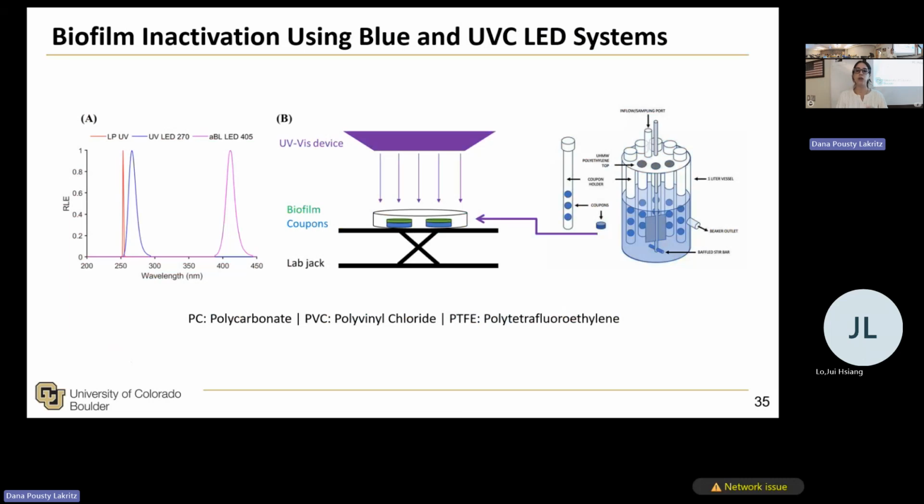So what we did, we wanted to understand the efficiency of this ABL for biofilm. So we grew some biofilm on a coupon. A coupon is a kind of material that we can grow biofilm on, and we exposed it to light: the mercury vapor lamp at 254 nanometer, which is the traditional light, UV LED at 270 nanometer, and 405 nanometer as well. I used different kinds of materials which mimic the pipes and the inner UV LED reactors.